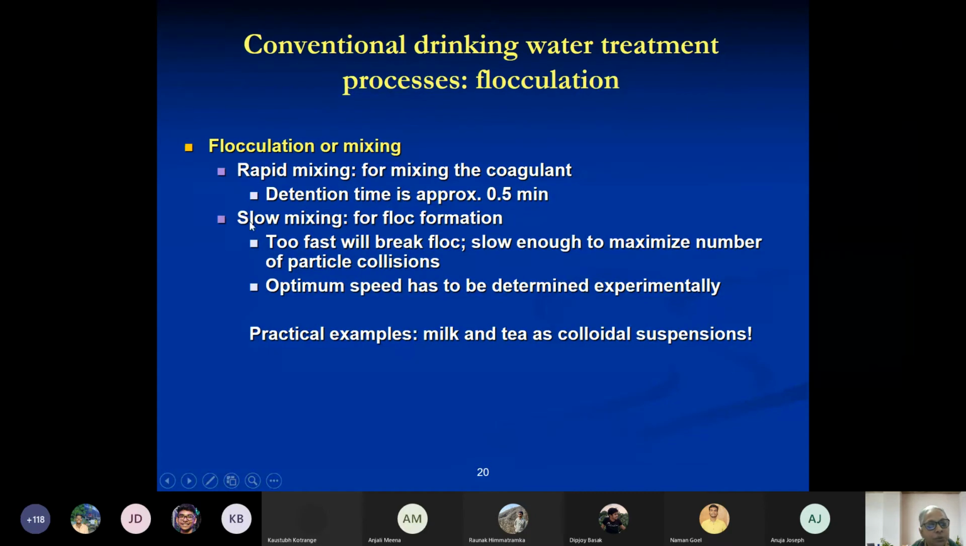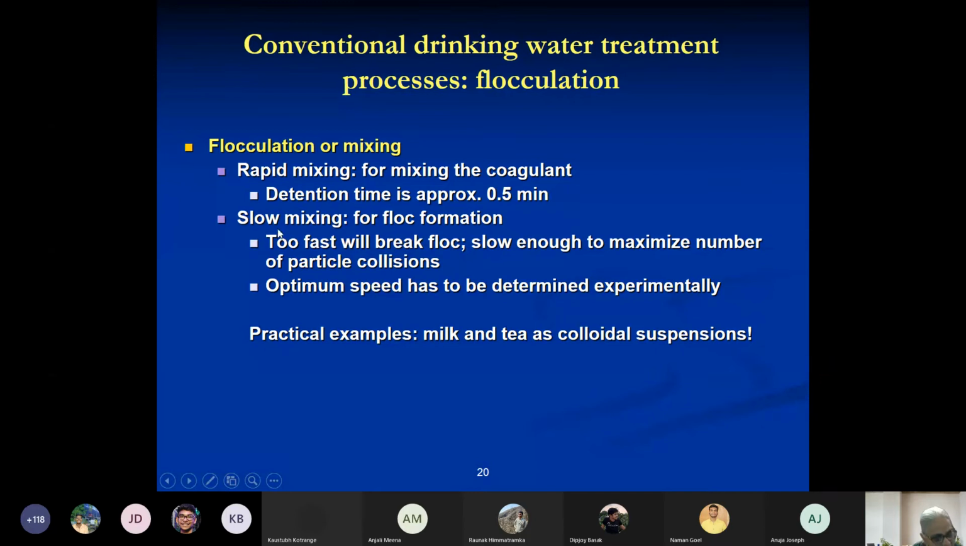So you can try it in both cases. If you mix it very gently, you will find that the floc settles, it comes together. But generally what I find in milk and tea is that it's better not to do any mixing because the suspension is heavy enough, and it's better not to mix it at all because it breaks up.